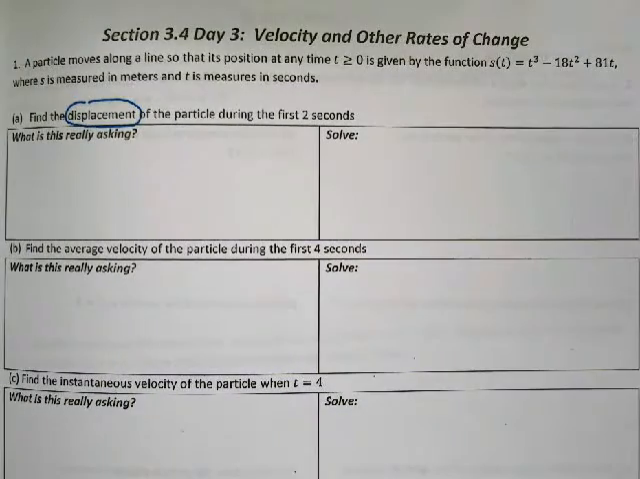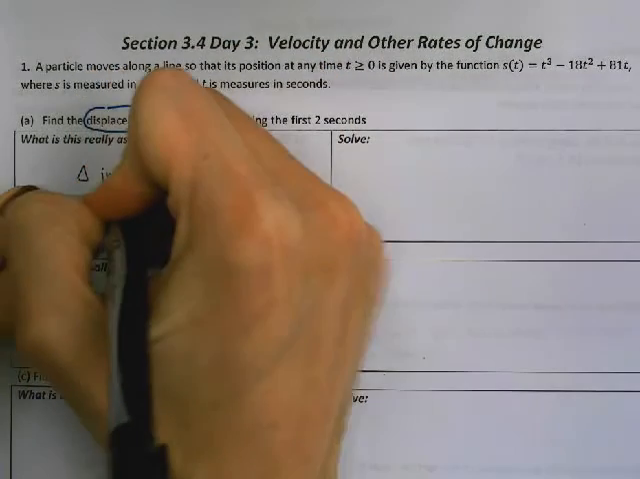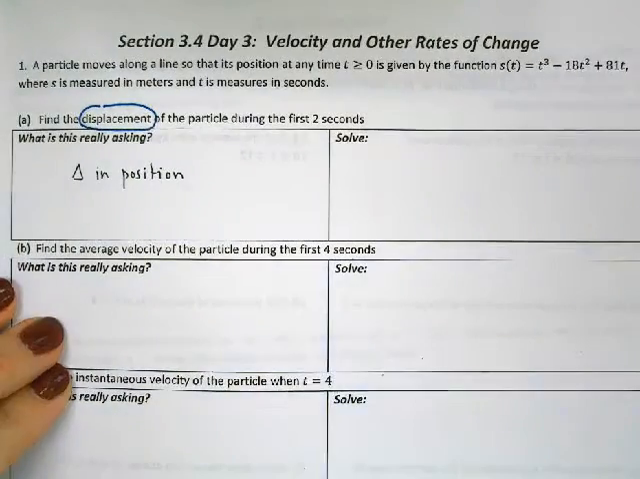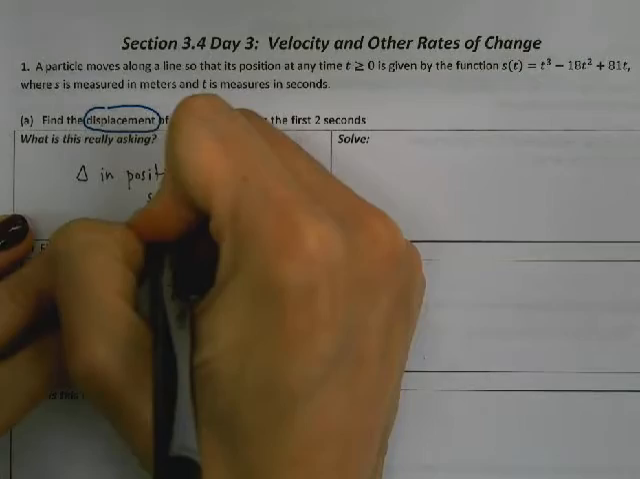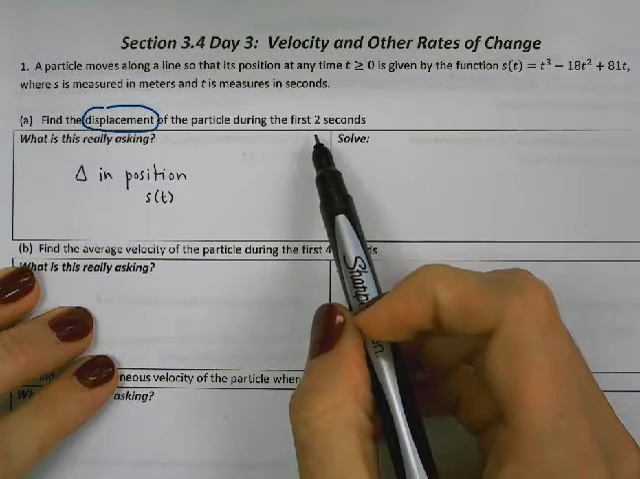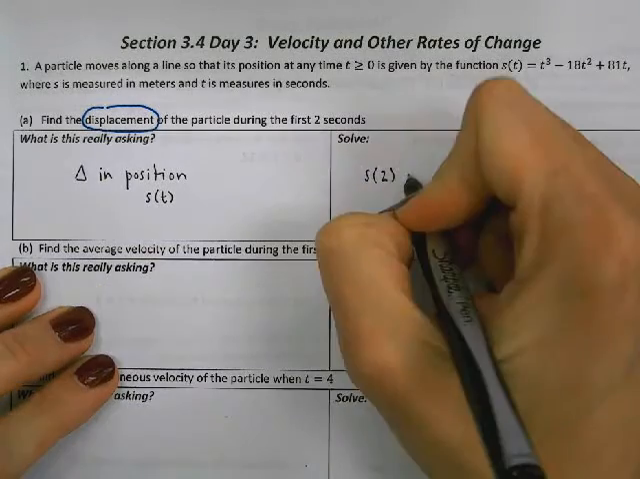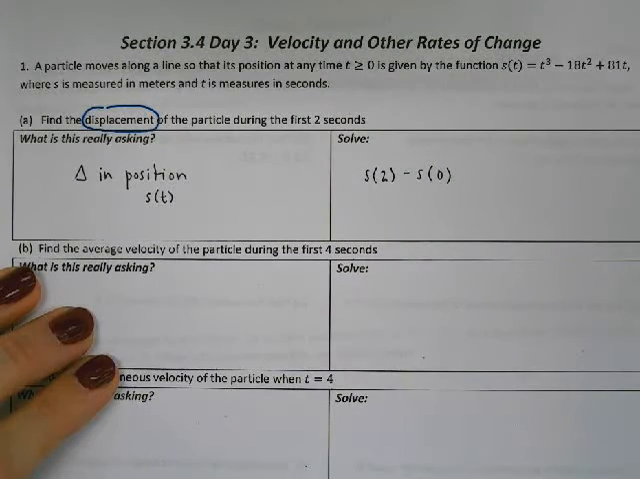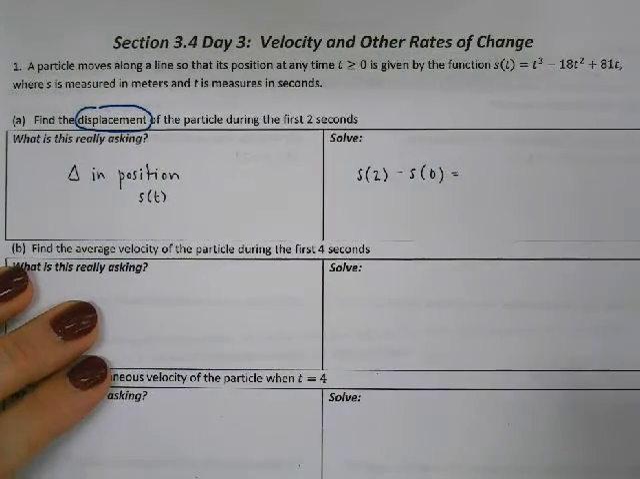When we see displacement, what this is really asking for is the change in position. That's what we need to find when we're asked to find the displacement. We know our position function is our function s of t. So if I'm finding the displacement over the first 2 seconds, I need to find the position at time 2 seconds, and subtract the position at time t equals 0 seconds. This is just plugging directly into that position function.